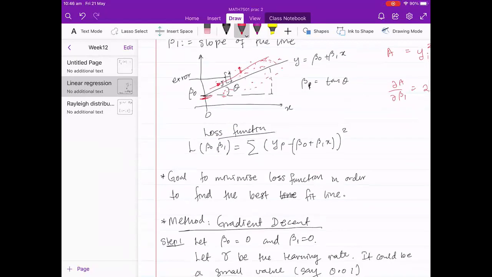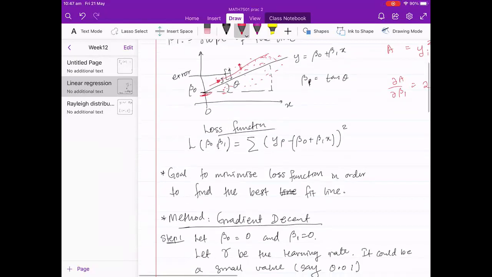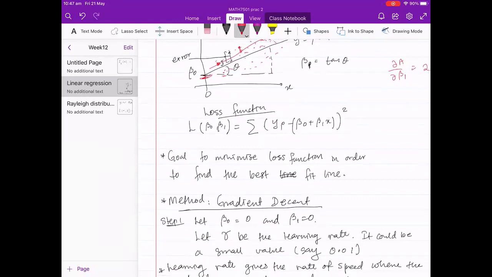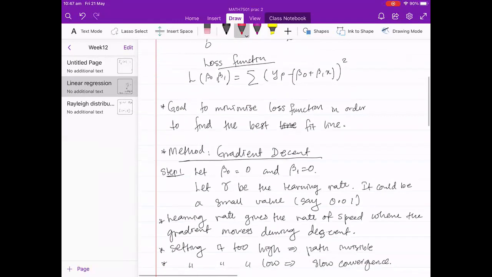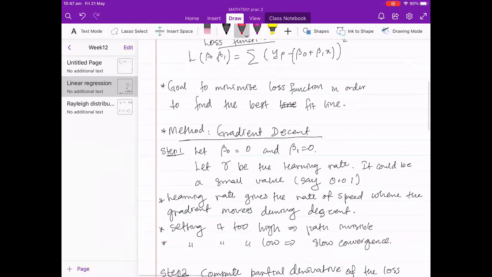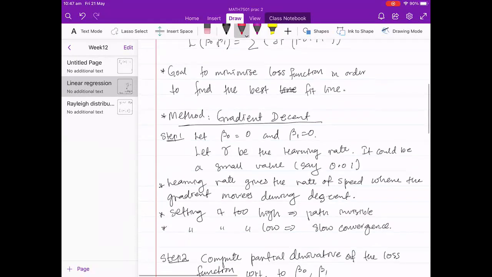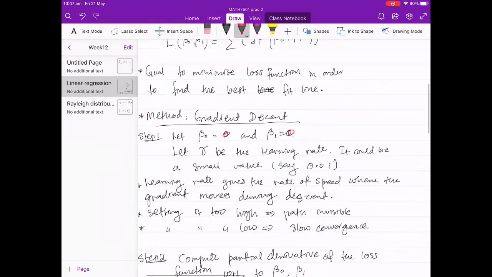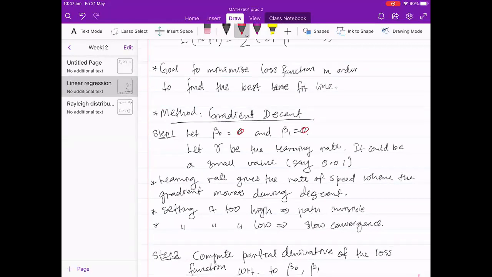Previously you have used simulation to do this, but this time you would use a gradient descent algorithm. Step one in this algorithm is you let beta 0 and beta 1 be some initial points. You could choose the initial values to be 0 if you want, and let gamma be a learning rate. It could be a small value, say 0.001 or 0.01. So you could change this value.